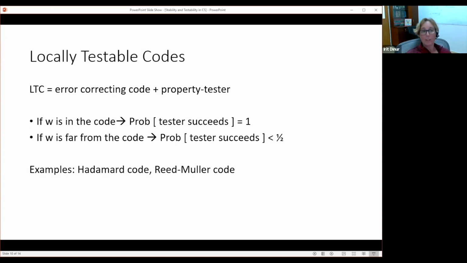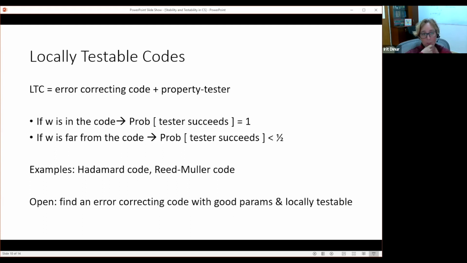Now, what are examples of locally testable code? I'm not going to define these things, but these two examples, the Hadamard code and the Irit code, exactly correspond to the question of linearity testing and to the question of low degree testing. Linearity testing is another way of saying that the Hadamard code has a good property tester.